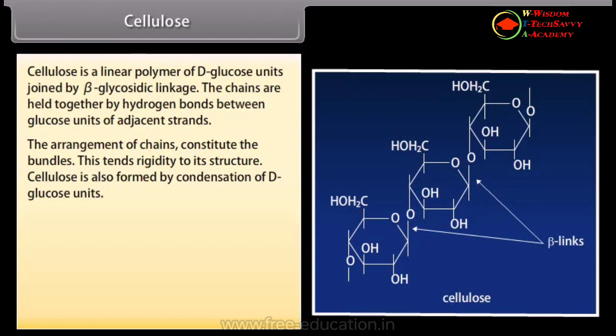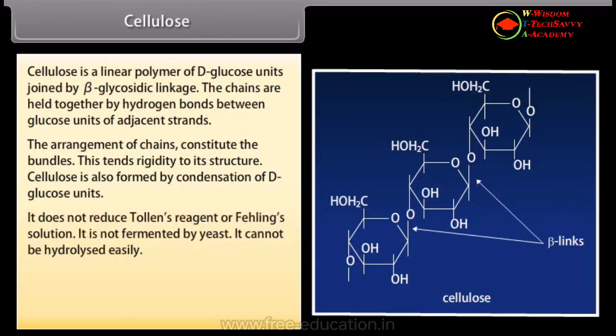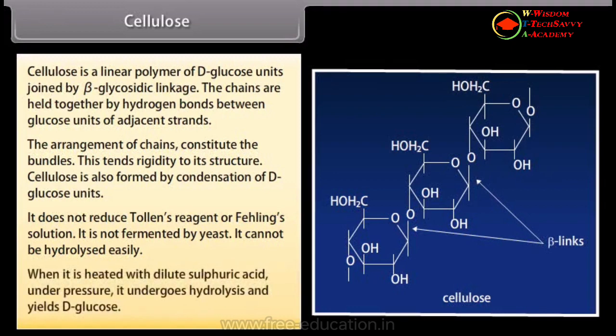Cellulose is also formed by condensation of D-glucose units. It does not reduce Tollens reagent or Fehling solution. It is not fermented by yeast. It cannot be hydrolyzed easily. When it is heated with dilute sulfuric acid under pressure, it undergoes hydrolysis and yields D-glucose.